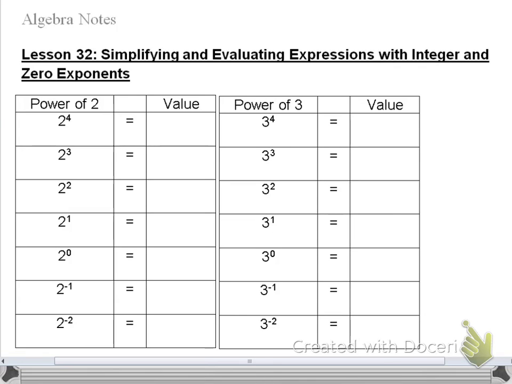Welcome to Lesson 32, Simplifying and Evaluating Expressions with Integer and Zero Exponents. We're going to start off with a little exploration here and just fill in the values of the following exponents. So the first one are powers of 2.